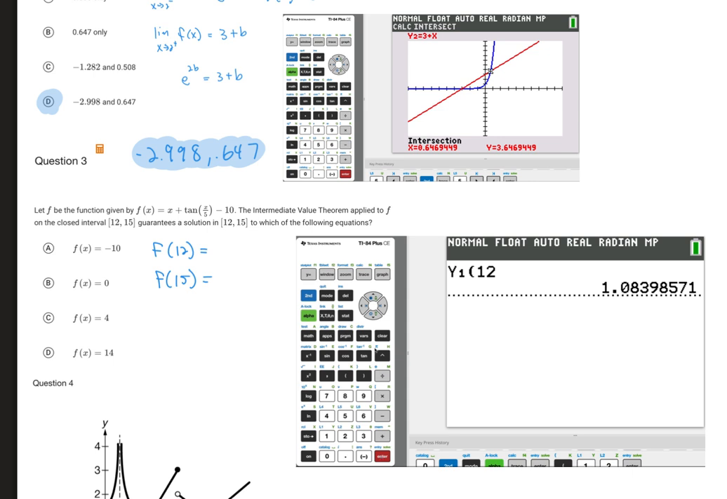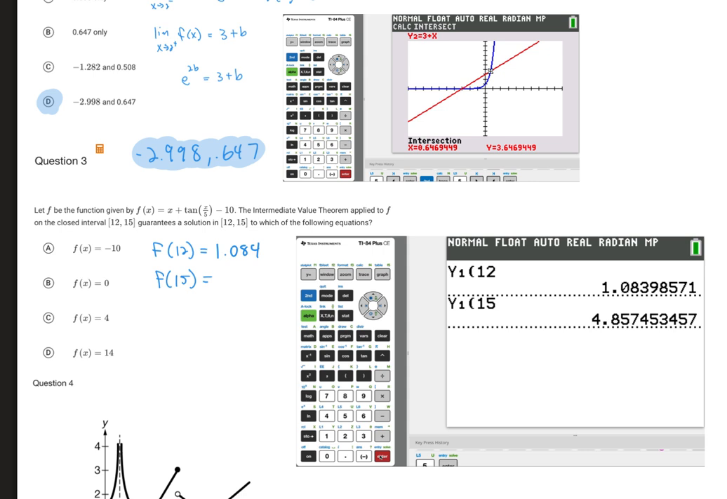And then now you can go up and just highlight that, hit enter to bring it back down, and then just edit it and change that 12 to a 15 so you don't have to go back through the whole thing. And that's it. Okay, so those are the y values that we're looking for. So I'll write down at least, so f of 12 is 1.084.